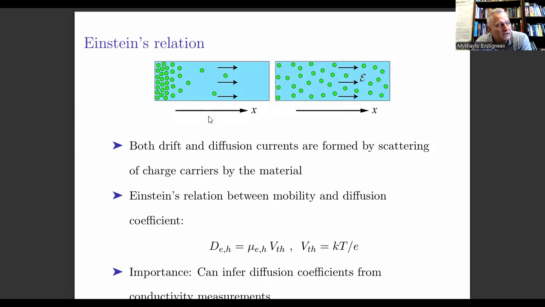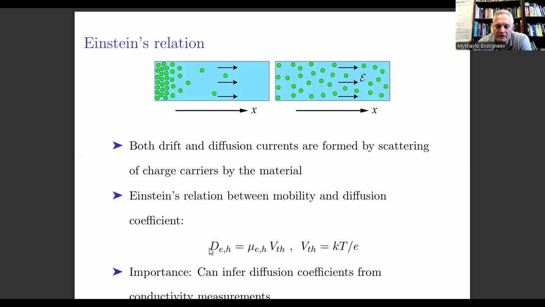The diffusive current density is negative diffusion coefficient times the gradient of the particle concentration, or in the one-dimensional case, the derivative of the particle concentration with respect to the spatial coordinate x. These two phenomena seem to be unrelated, independent of each other, and yet there is a relation between the parameters that characterize them, the diffusion coefficient and the mobility.